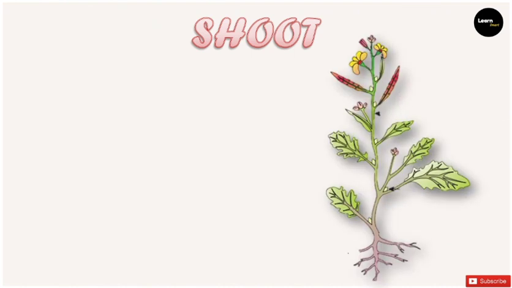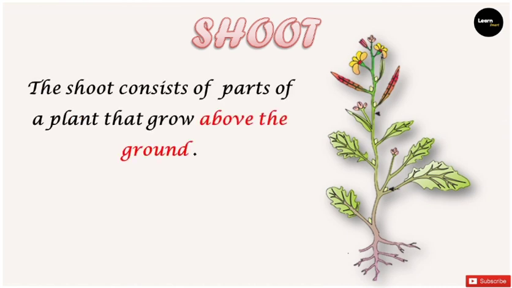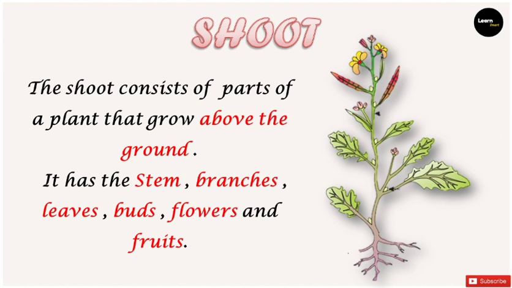Now learn about shoot. See this picture carefully. The shoot consists of the parts of a plant that grow above the ground. It has the stem, branches, leaves, buds, flowers and fruits. Flower, fruit, stem, leaf, bud. These are the parts of shoot. Shoot is above the ground.